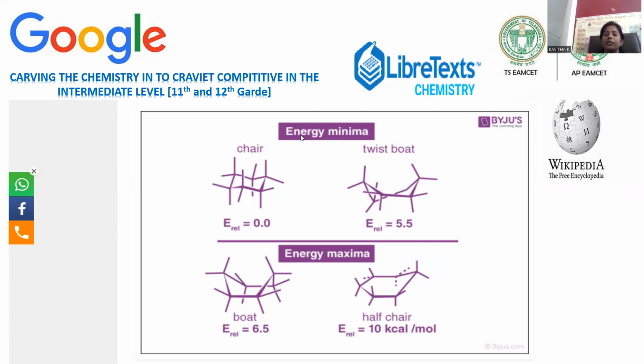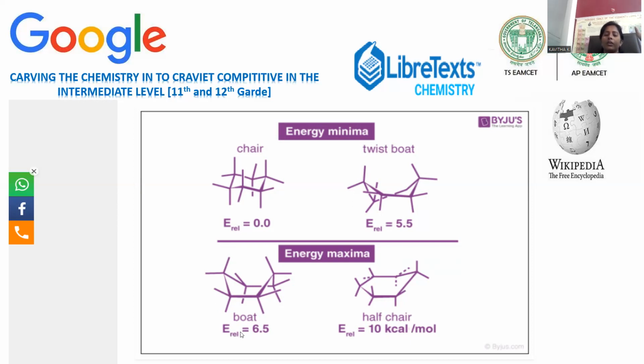Okay, if these two conformers are possible for cyclohexane, this is called energy minima, minimum energy, maximum stability. And if you are going for these two conformers, energy maxima, maximum energy, minimum stability. This is the way: in chair conformation, the energy is given as zero. That's the reason why it is the more preferable conformer for cyclohexane. The next level will be twist boat with an energy of 5.5 kilocalories and boat having 6.9. Half chair is having 10 kilocalories per mole, extremely larger energy, an extremely unfavorable condition.